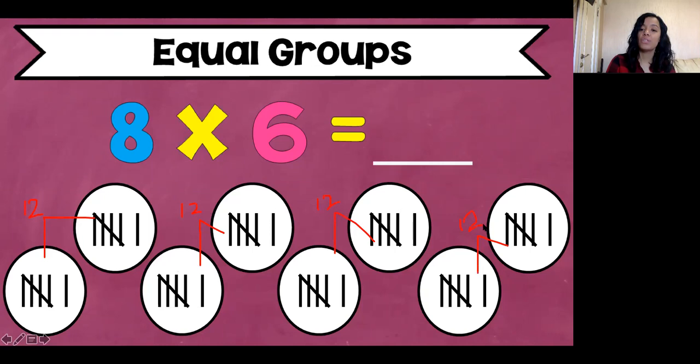Now what we can do is go ahead and look at the 12s. 12 plus 12 is, if you line them up, this is kind of when we go into repeated addition, okay? Doing it in steps.